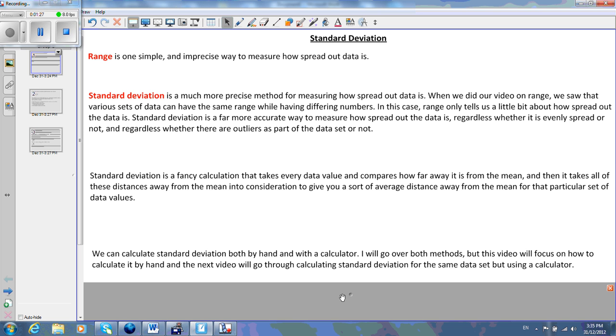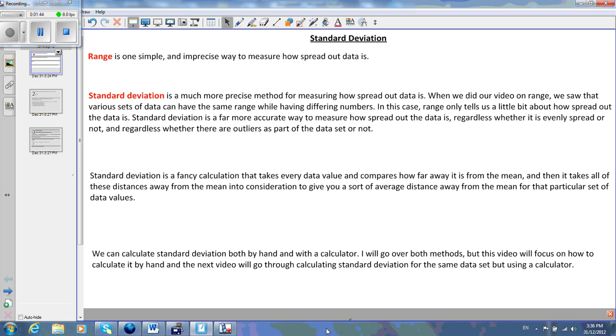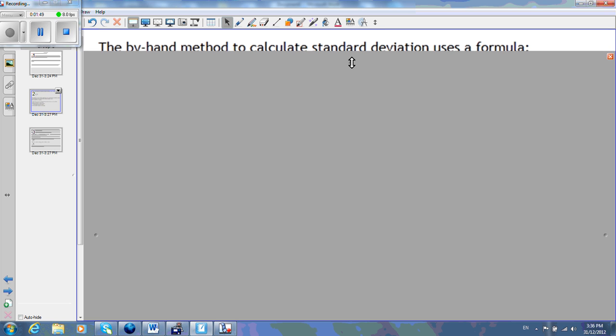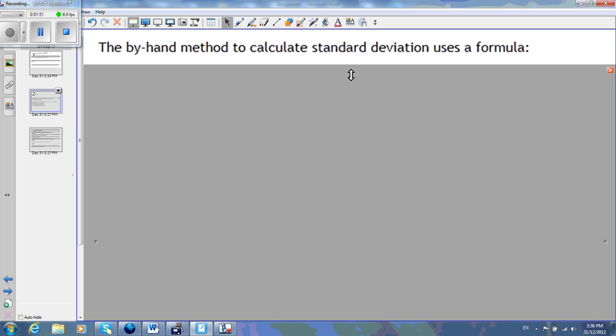We can calculate standard deviation both by hand and with a calculator. I will go over both methods, but this video will focus on how to calculate it by hand, and the next video will go through calculating standard deviation for the same example we use in this video, but using a calculator. The by hand method to calculate standard deviation uses a formula, and this formula will be given to you on your formula sheet for this course.